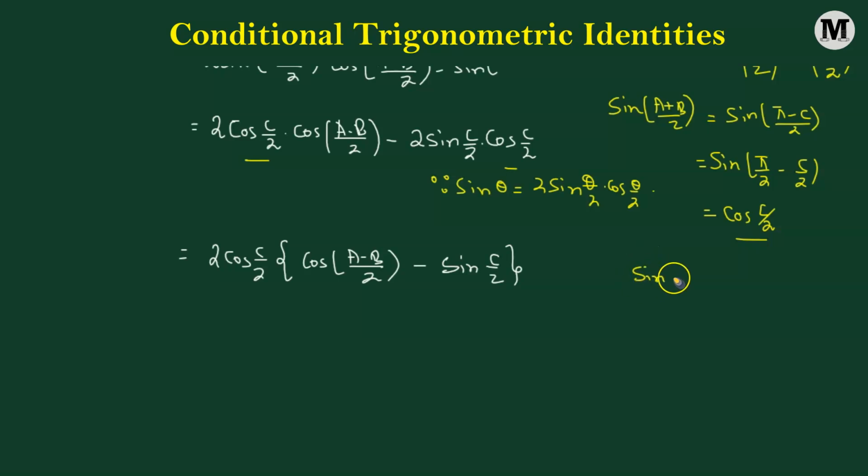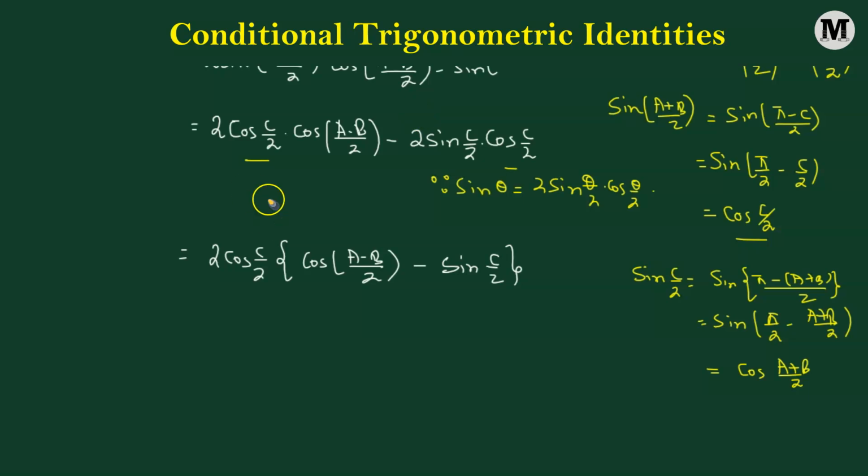So we have sine c over 2. Now in place of c, what we can do, we can rewrite it as pi minus a plus b whole divided by 2. Or in other words, we have sine of the angle pi over 2 minus the angle a plus b over 2. Now sine pi over 2 minus theta, that's equal to cosine of theta. That means cosine of a plus b over 2.